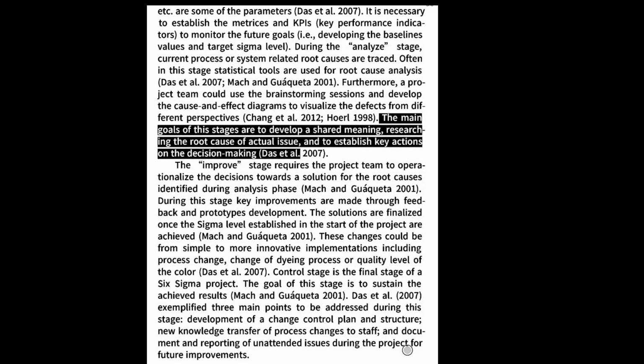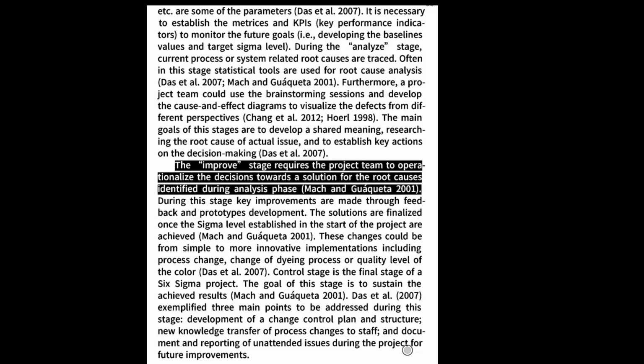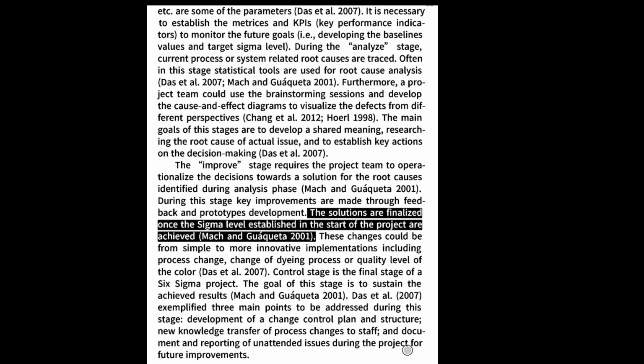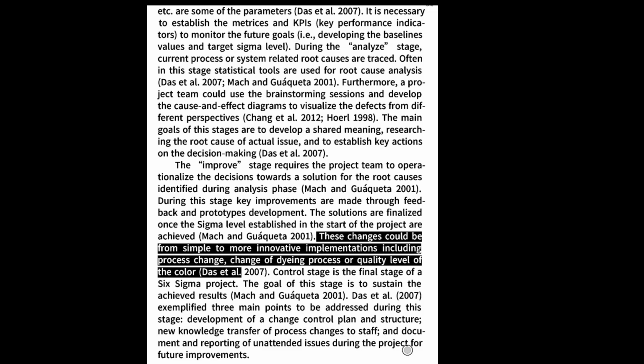Das et al. 2007. The improve stage requires the project team to operationalize the decisions towards a solution for the root causes identified during the analysis phase. Matt and Gaiteta 2001. During this stage key improvements are made through feedback and prototype development. The solutions are finalized once the sigma level established at the start of the project is achieved. These changes could be from simple to more innovative implementations, including process change, change of dyeing process or quality level of the color.